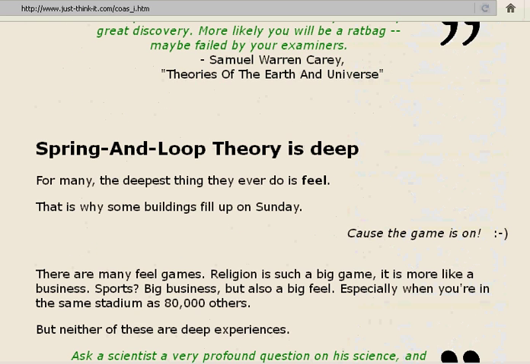Spring and loop theory is deep. For many, the deepest thing they ever do is feel. That is why some buildings fill up on Sunday. 'Cause the game is on. There are many feel games. Religion is such a big game, it is more like a business. Sports, big business, but also a big feel, especially when you're in the same stadium as 80,000 others.